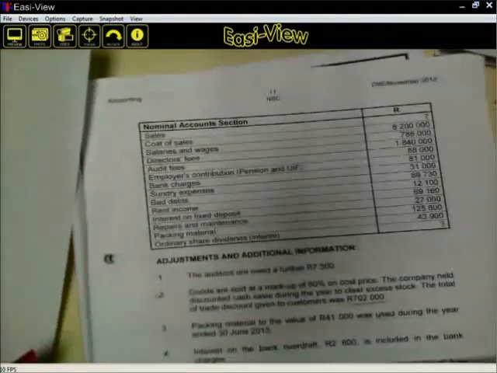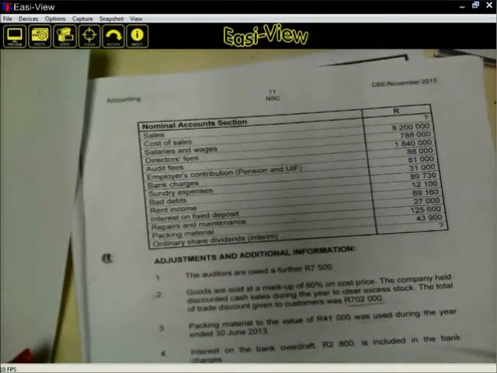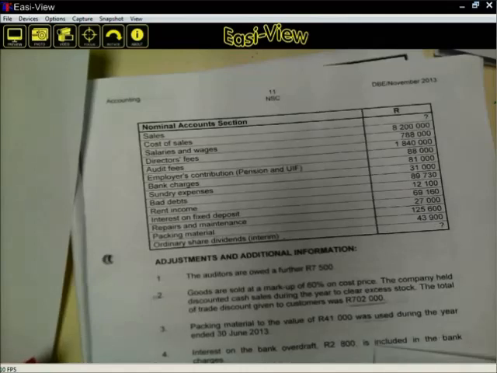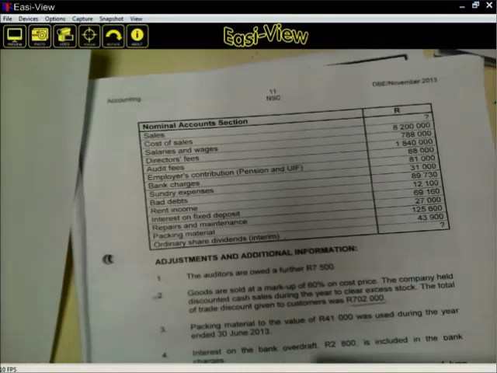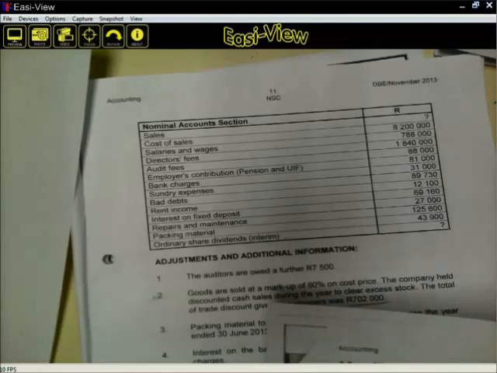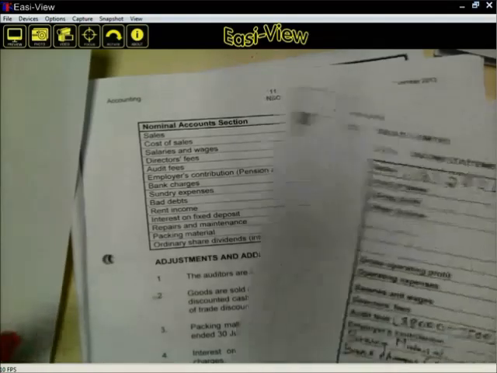Here is our answer sheet. Bank charges 31,000. So we're told that interest on the bank overdraft is included there. So what should we do? We should exclude it because it's not part of the expenses of the bank charges. So it means you must say minus the 2,800. Then we'll be having how much?